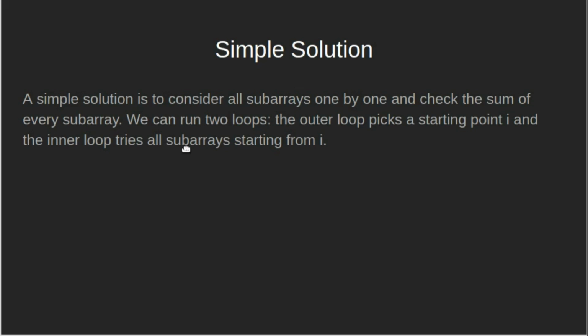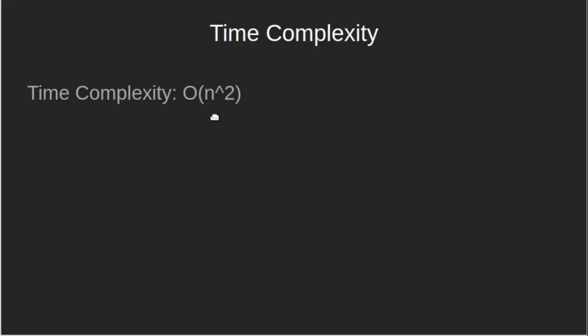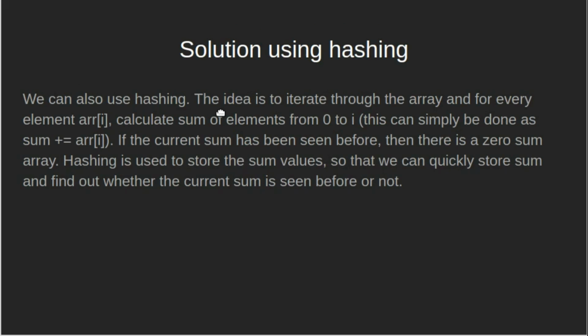A simple solution is to consider all subarrays one by one and check the sum of every subarray. We can run two loops. The outer loop takes a starting point I and the inner loop tries all subarrays starting from I. The time complexity of this solution is big O of n square.